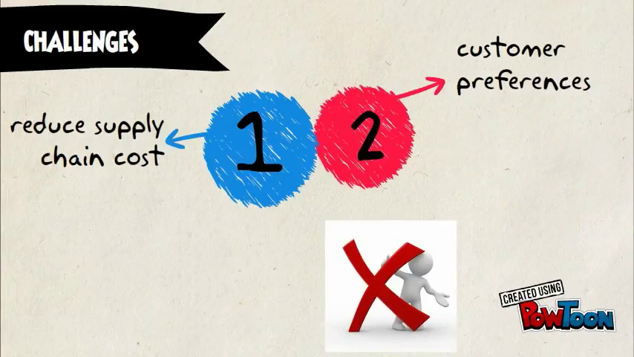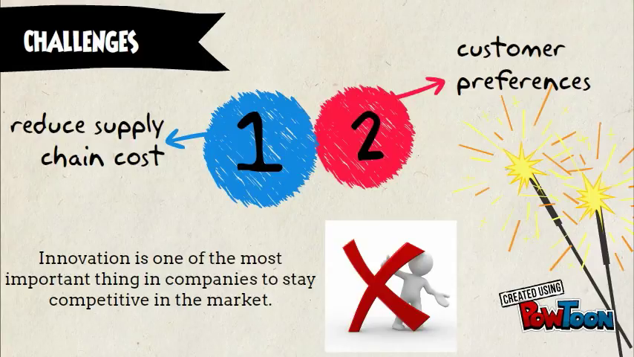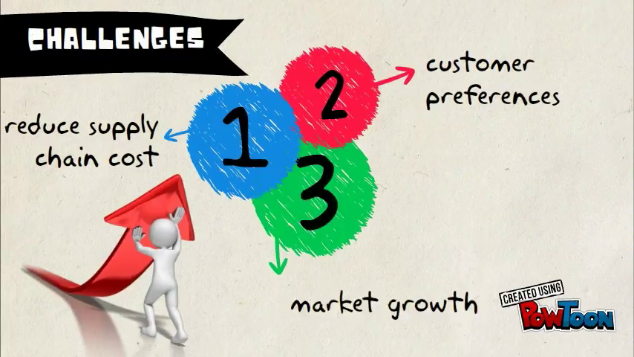Second is customer preference. The customer often pressure company to come out with a new product. Innovation is one of the most important things in company to stay competitive in the market. To improve their product, company has to redesign their supply network and meet market demand in a way to satisfy the customer need. Third challenge is market growth.